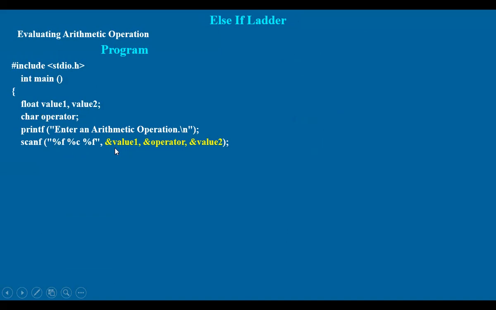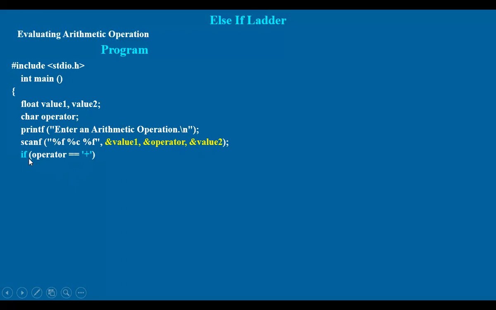Suppose you have given 5 plus 3. This 5 is assigned to value 1. Plus operator is taken as the character operator, that is assigned to operator. And second value 3 is given to value 2.